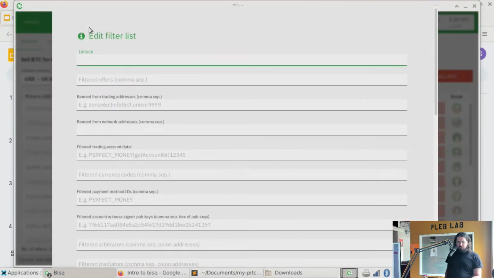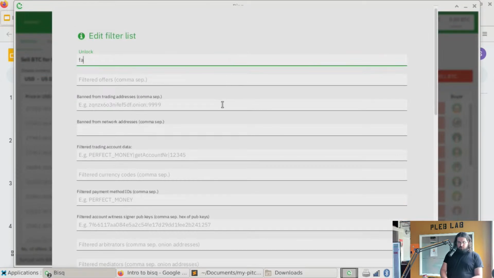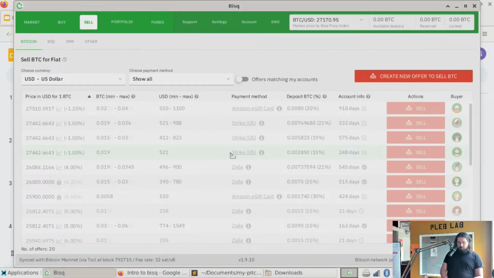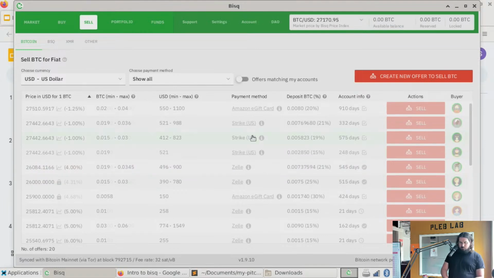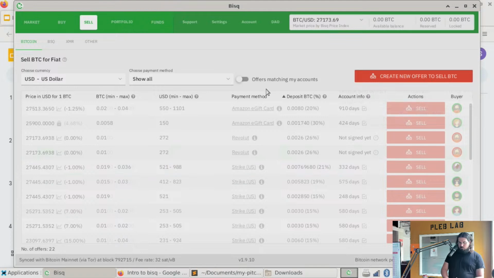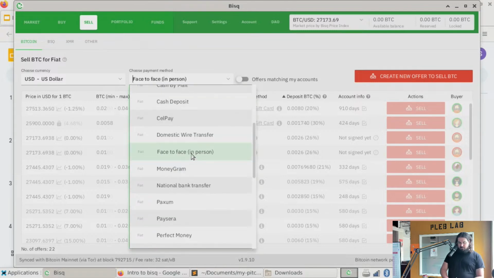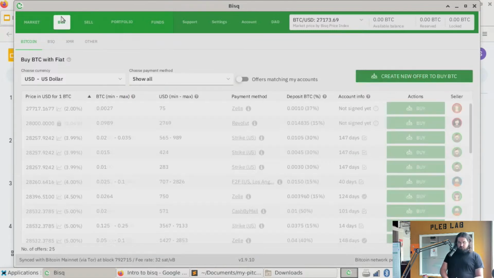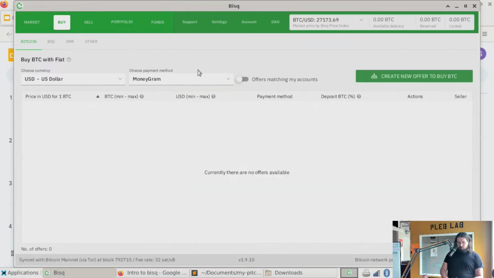Oh, that's interesting. They have a filter list, which they didn't used to have. It's like a search, I guess. I wanted to search and see all the face-to-face options, and I don't see any. I see. So if I just go to face-to-face, I don't see any in sell. Let's see if there's any in buy. Face-to-face. Oop, that's MoneyGram.